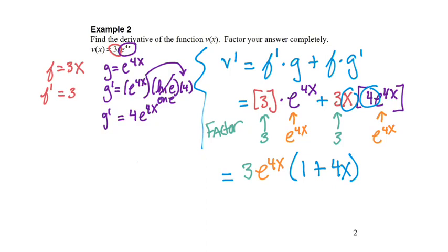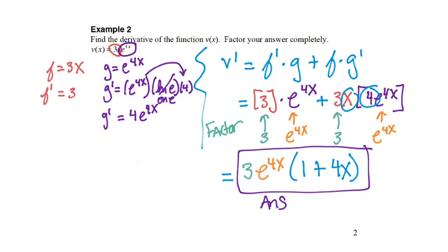The big thing to keep in mind is some people accidentally will solve this problem and they'll forget the 1 plus that goes in front of the 4x. But remember, our problem started off as a binomial, so when you factor, you still need to have a binomial, a 2-termed polynomial. And we're actually done. That's our answer.